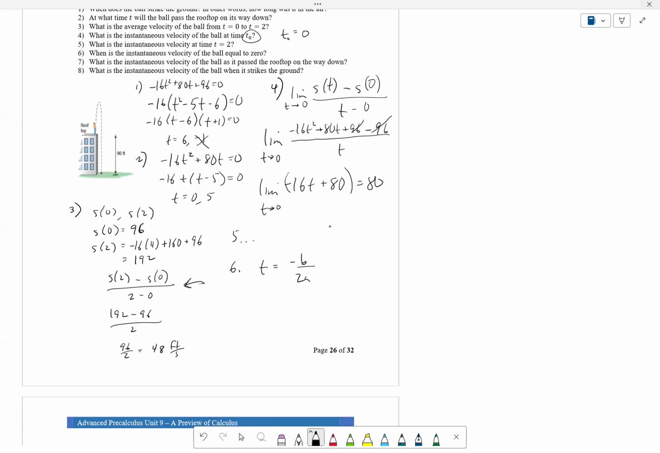We're not going to do 7 and 8. But what do you know about the answers, since it's talking about velocity on the way down?